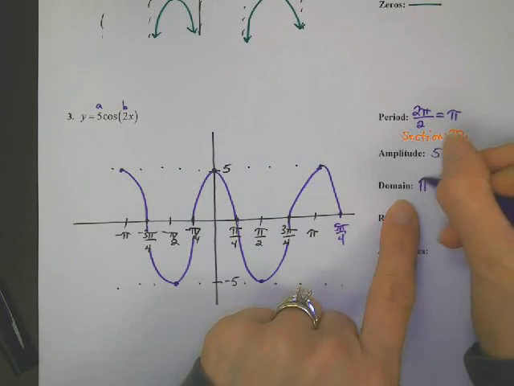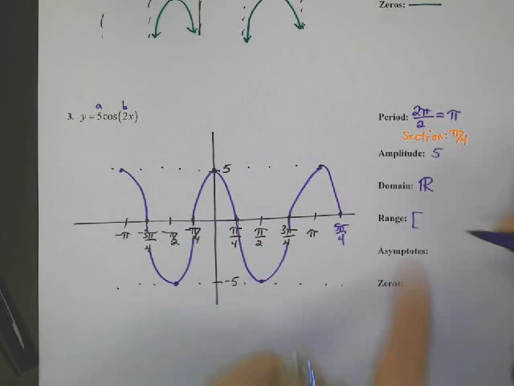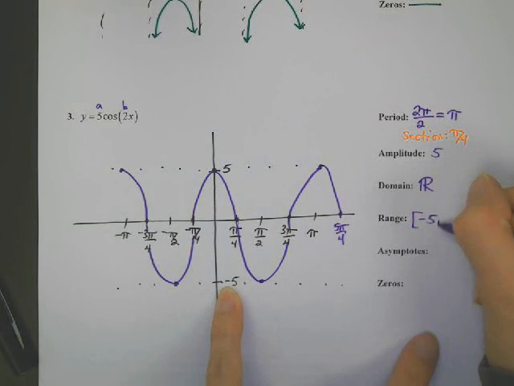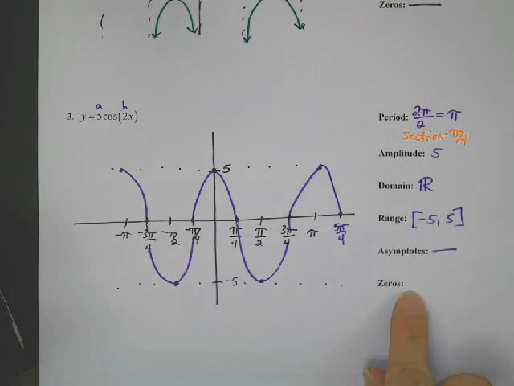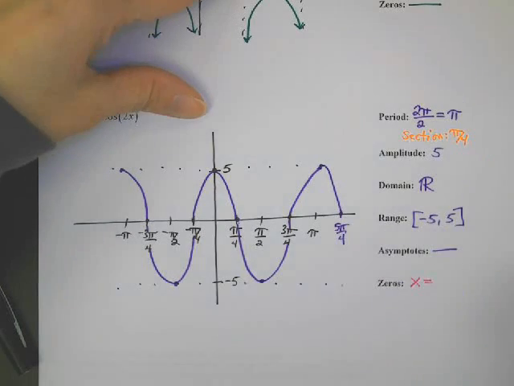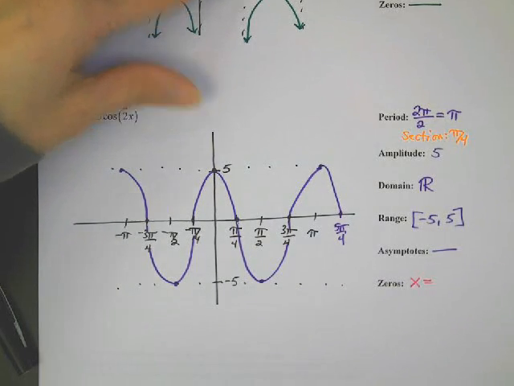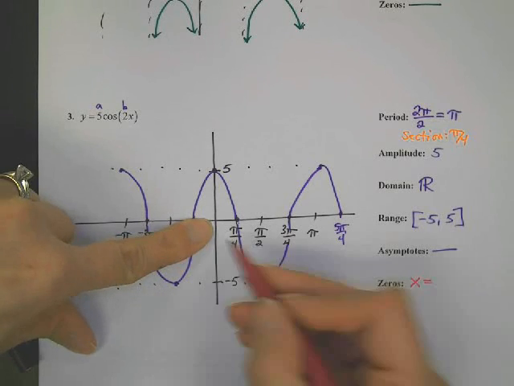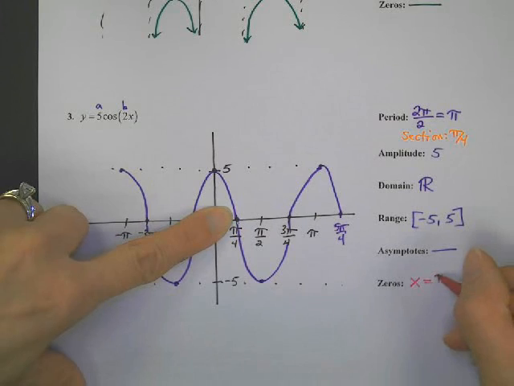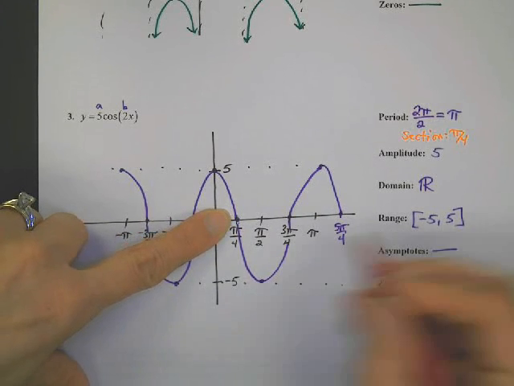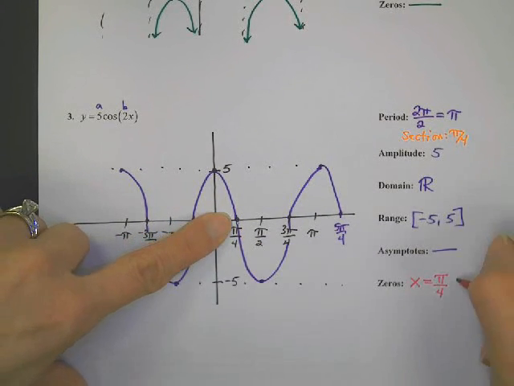Domain. Domain is all reals for cosine. He does not stop. The range goes from brackets as small as -5 up to +5. Okay, no asymptotes for a cosine curve. Does he touch the x-axis? He does. I'm going to switch pens here because this one is a little more exciting. X equals, where's the first one? It's not 0. The origin is not an x-intercept. The first one is pi/4. Okay, that was different, being a little bit over.